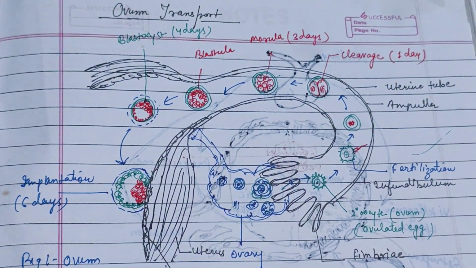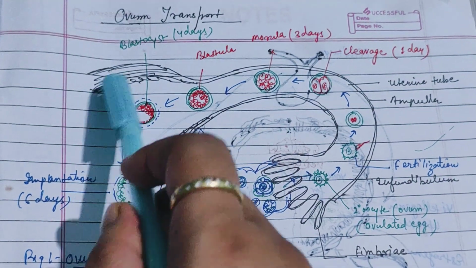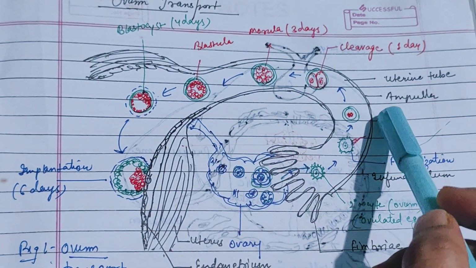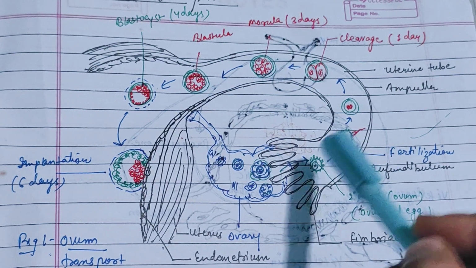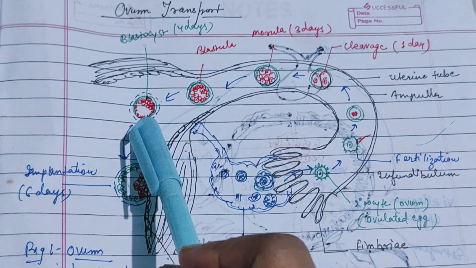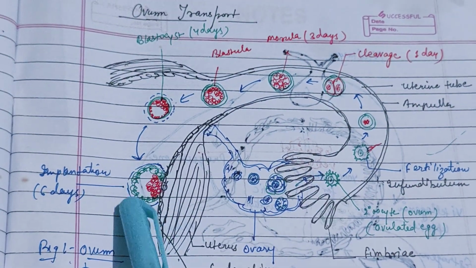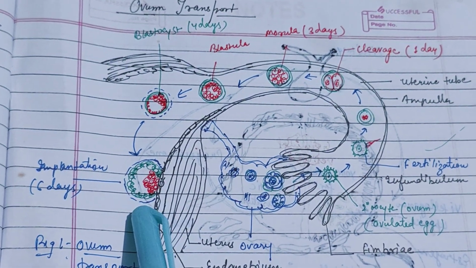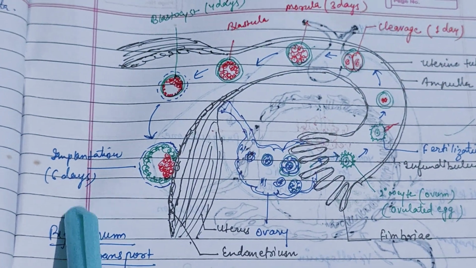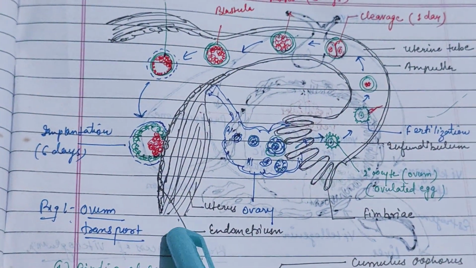So here is a figure of the uterus. This is a part of the uterus, and it is known as the uterine tube or the fallopian tube. This is the fimbriae, and the blastocyst, after 4 days of the fertilization, goes through the wall of the uterus and is implanted over there. And it takes 6 days. So this is the figure of the uterus and ovary.